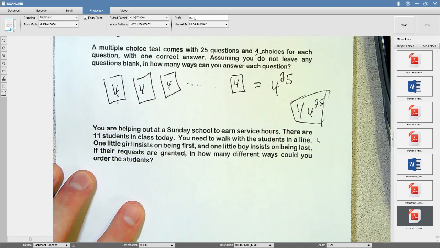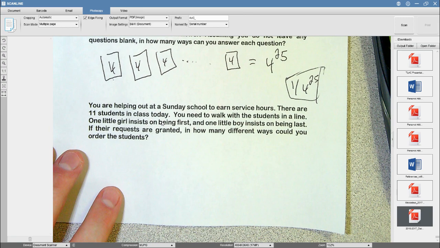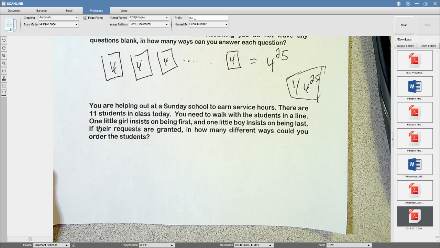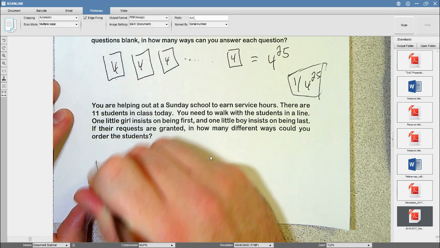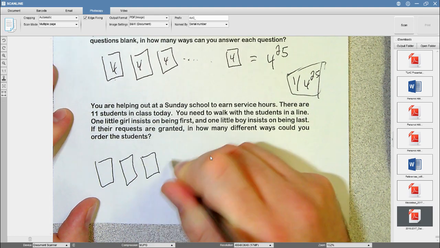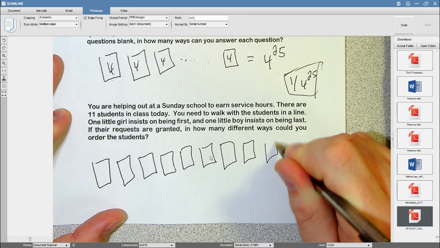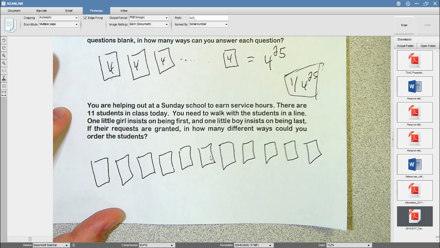Let's talk about this next question. It says, you are helping out at a Sunday school to earn service hours. There are 11 students in class today. You need to walk with the students in a line. One girl insists on being first, and one little boy insists on being last. If their requests are granted, in how many different ways could you order the students? Well, let's think. There's 11 students. So I'm going to need 1, 2, 3, 4, 5, 6, 7, 8, 9, 10, 11 boxes.